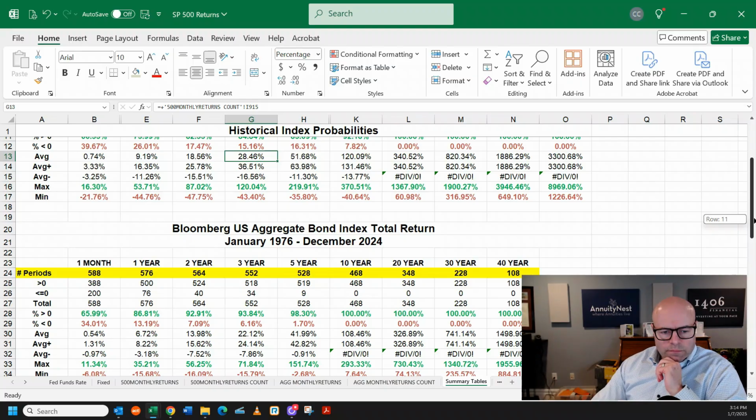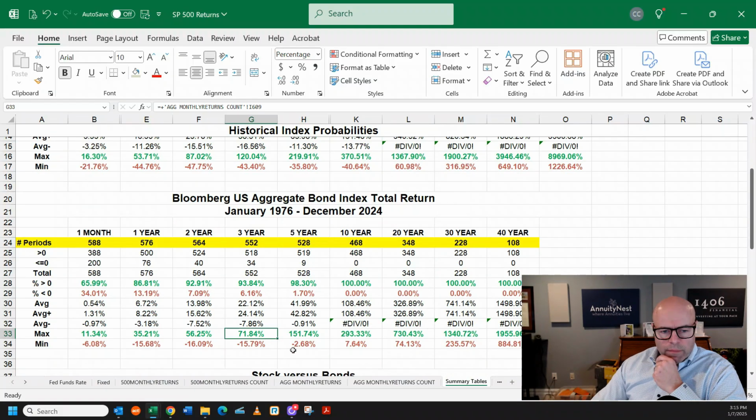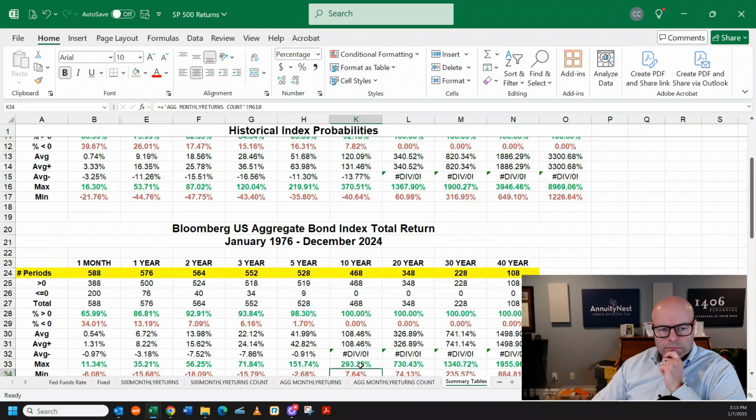But then the downside. Your downside in bonds historically has been, say, for 3 years, almost 8%. For 5 years, almost nothing, just 1. And for 10 years, this index has never had a negative return in that time period. Then the maximum: 781, 151, 293, negative 15, negative 2, 764.